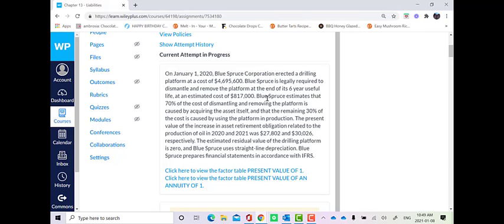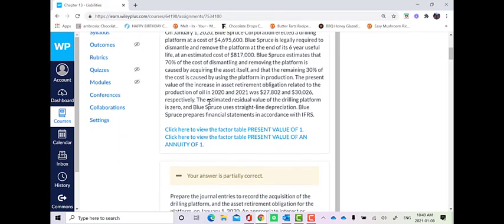And then this is where the math gets a little goofy in that they say 70% of that cost is related to dismantling caused by the asset itself, and the remaining 30% is related to production. So after you calculate this present value, your ARO amount you're going to record and debit the drilling platform is 70% of the fair value, or the present value, sorry.